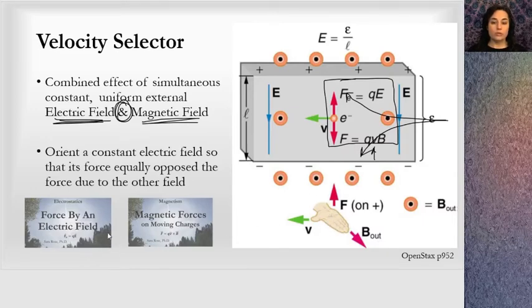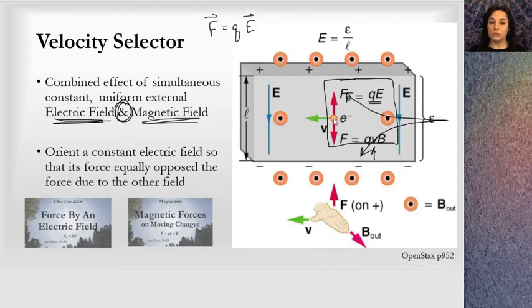And what we're going to remember is that the force by an electric field is given by Q. I'll write it out here. F equals QE. This is a vector equation. For an electron, it will move against the field. So that's why I drew it in this direction. The electric force will cause it to move against the electric field.